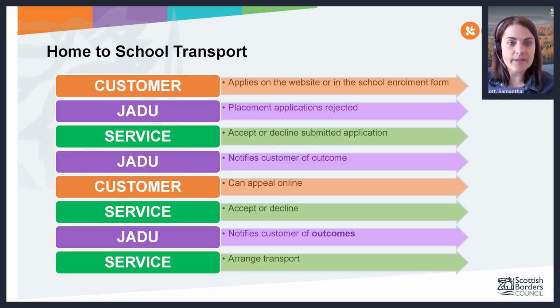Here we have a bit of a process flow, and again, similar to the school enrolment form, this allows for multiple children in the one application. It demonstrates where we're able to use Jadu to do those automated notifications to customers, which is a real benefit. So we've got the process there. I won't speak you through it because we're maybe short on time, but the slides will be sent through to you all.